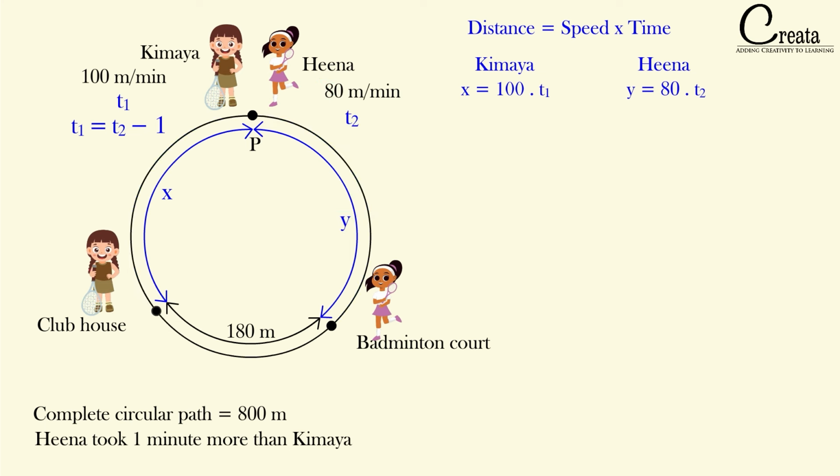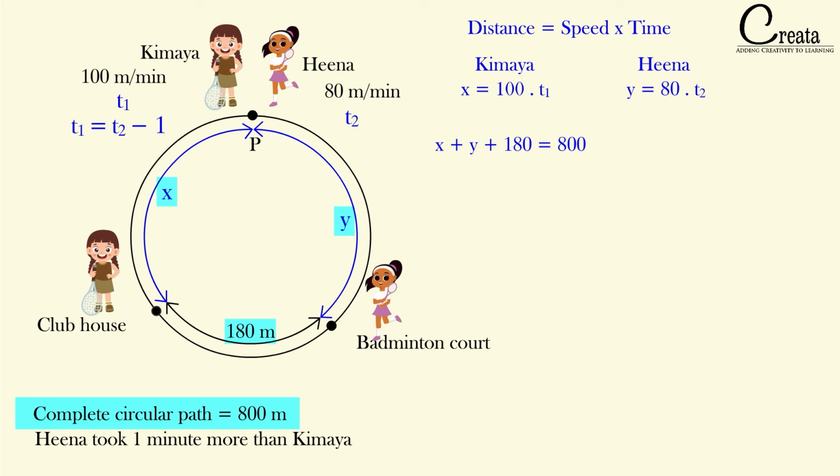Further, if you observe the circular path, the complete circular path is given as 800 meter, which is comprising of x meters traveled by the Kimaya, y meters traveled by the Hina, and the remaining 180 meters, that is the distance between the clubhouse and badminton court. Can we say x plus y plus 180, that is the addition of these three distances, equal to 800 meter? Yes, we can say so.